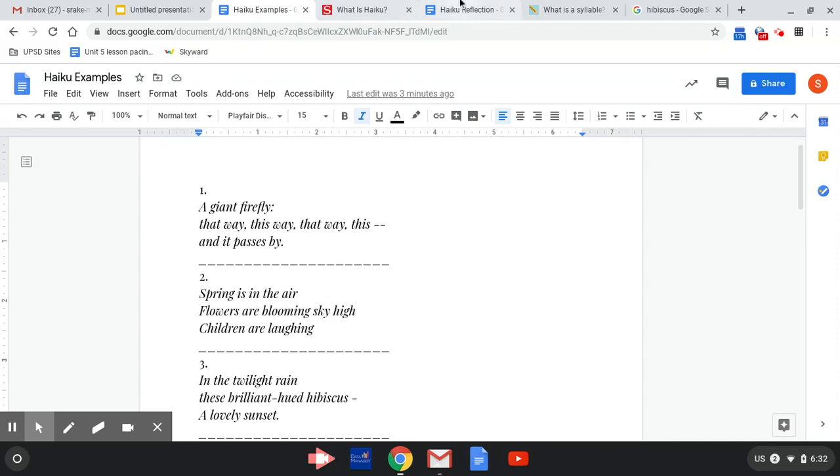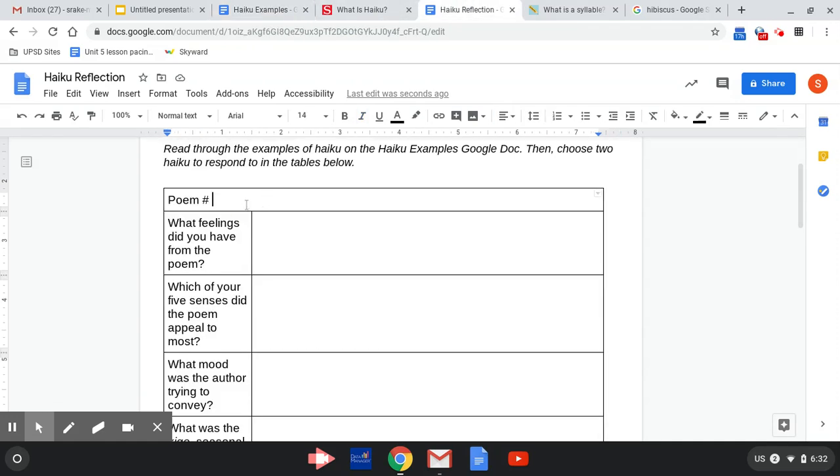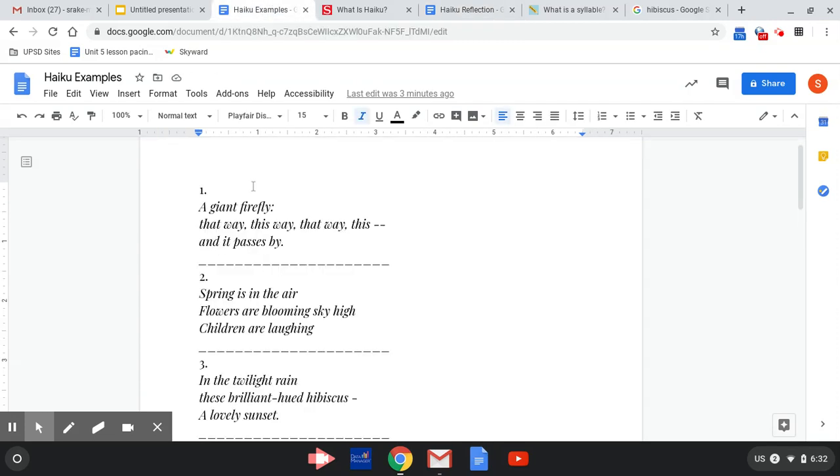So the first one is poem number 1. I'm going to respond to poem number 1. So I'm going to include that right here. Poem number 1. A giant firefly. And again, firefly could be 2 syllables, or it could be firefly, right? A giant firefly. That way, this way, that way, this. And it passes by. Wow.